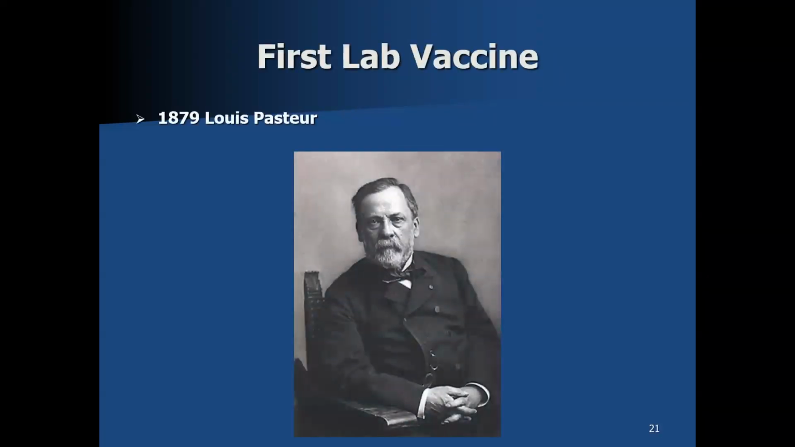In 1879, Louis Pasteur produced the first laboratory-developed vaccine, the vaccine for chicken cholera. Pasteur attenuated, or weakened, the bacteria for use in the vaccine. He happened upon the method of attenuation by accident in his lab.